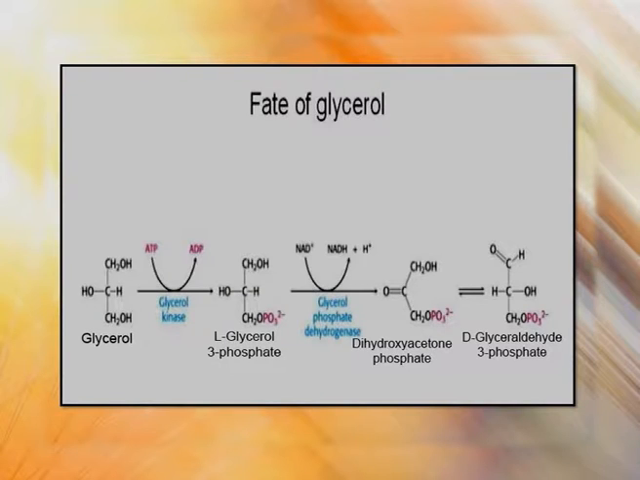As is shown in this particular slide, we can see that L-glycerol is actually first phosphorylated by glycerol kinase to yield glycerol 3-phosphate. This glycerol 3-phosphate is then oxidized to dihydroxyacetone phosphate, and then this dihydroxyacetone phosphate is further isomerized to glyceraldehyde 3-phosphate, both dihydroxyacetone phosphate and glyceraldehyde 3-phosphate being the glycolytic intermediates.